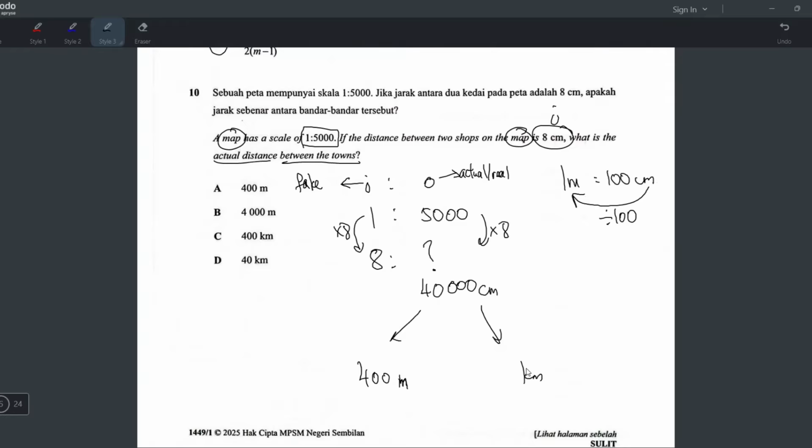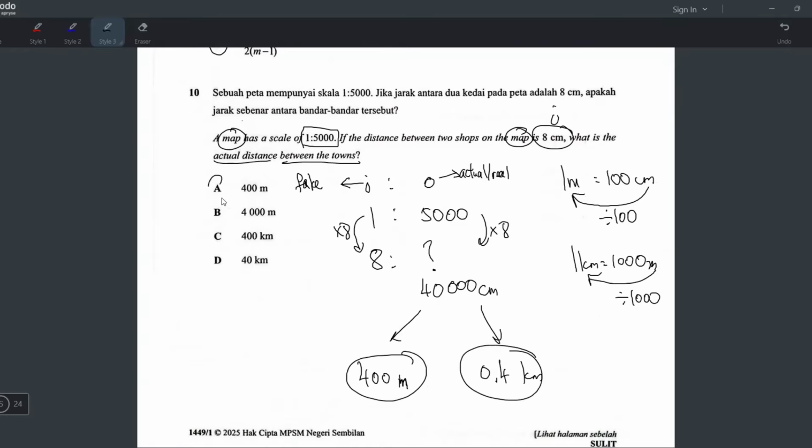But what if I convert to km? 400 meter to km: 1 km equals 1000 meter, and I want meter to km now, so it's divided by 1000. I take 400 divided by 1000 to change to km. So 0.4 km. Then I look for this or this in my answer, and I can see it's A. That's the answer. What if the options don't have 400 meter? Then you look for 0.4 km. But for this one, the answer is A. Okay, you understand?